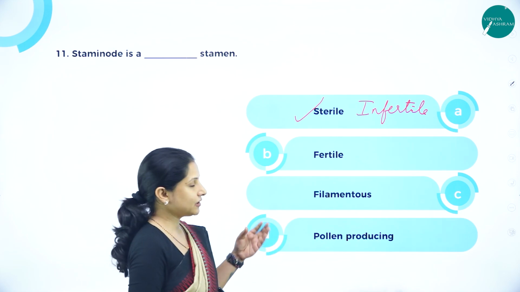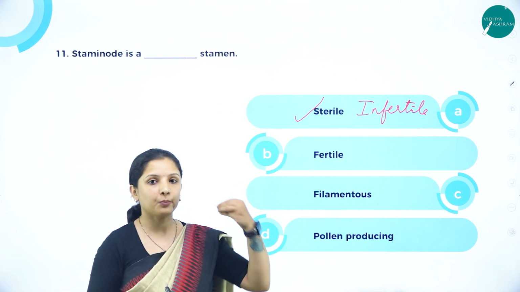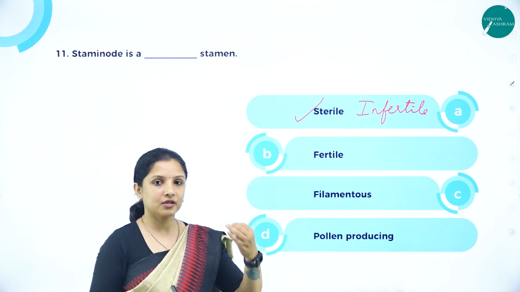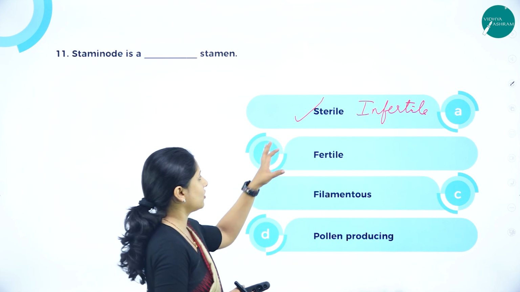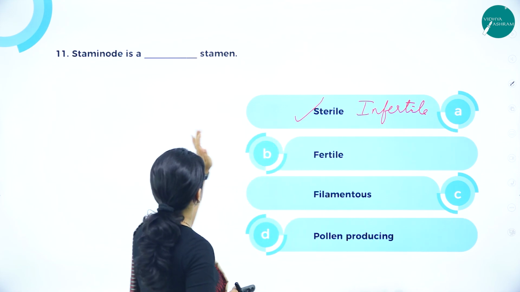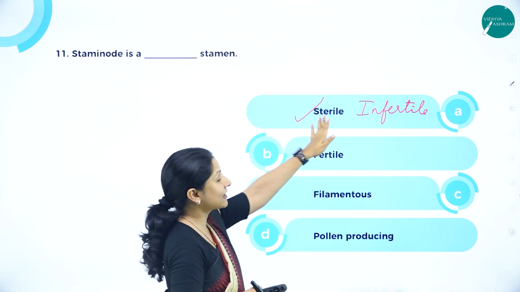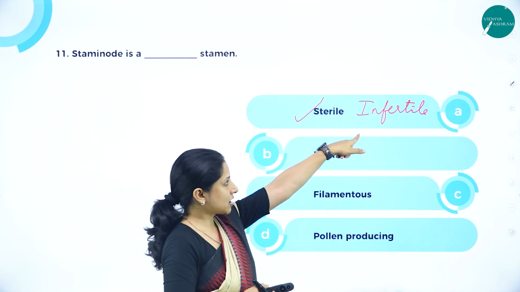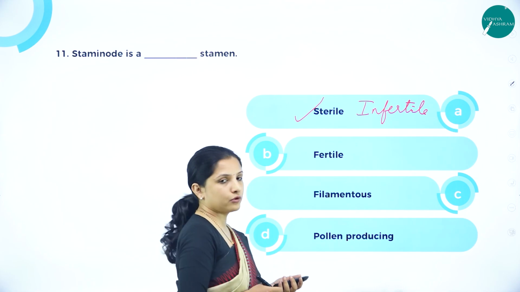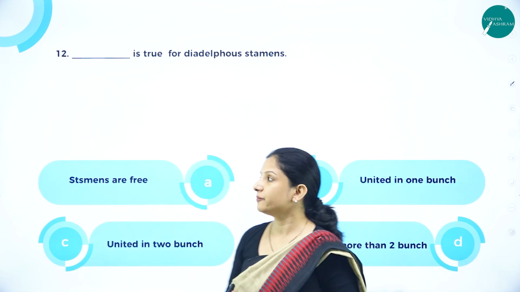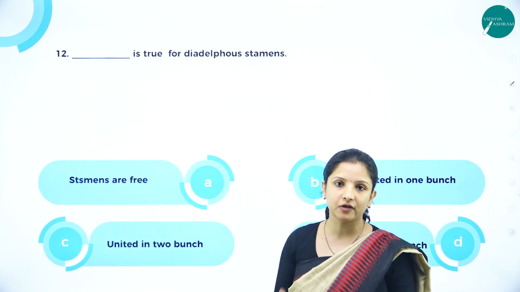So, staminode means those stamens which are not capable of producing pollen grains. Therefore, staminode is a sterile stamen, or the option can be given as infertile stamen. Fertile, no. Filamentous, no. Pollen producing, that's not the right option, because if it is pollen producing, it is fertile.